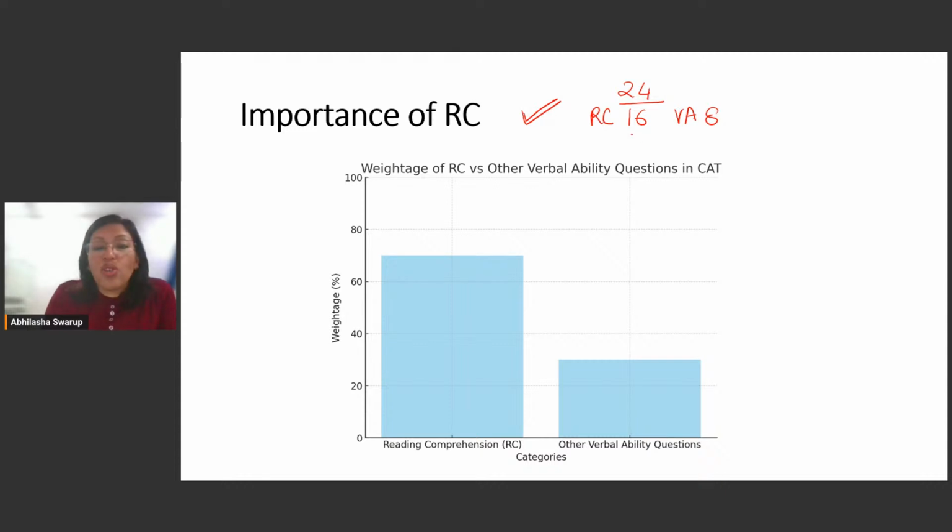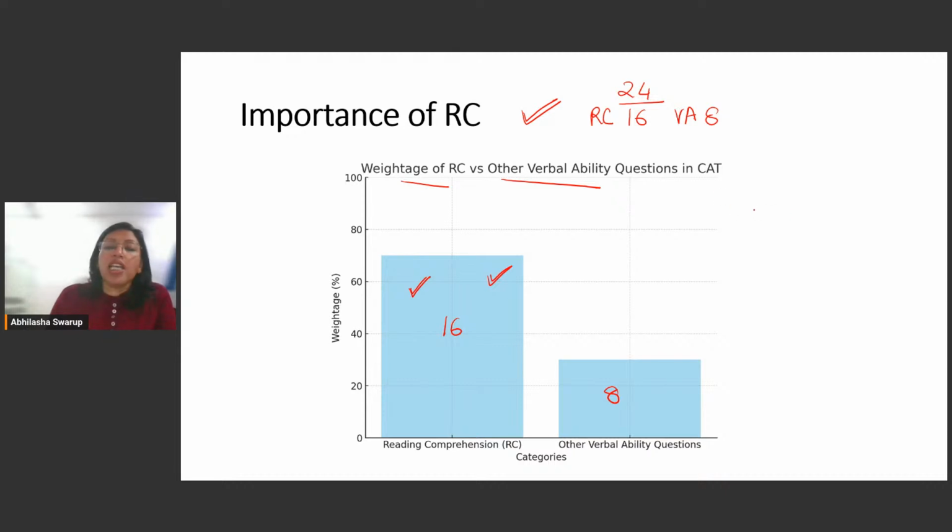Now, if your maths is good, you understand that 16 out of 24 is two-thirds of the paper, or almost 60 to 70% of it. So here we have a small table which shows you the weightage of reading comprehension versus other verbal ability questions. You have 8 of the other verbal ability questions and 16 of these in CAT. So clearly, the weightage of reading comprehension is much higher.